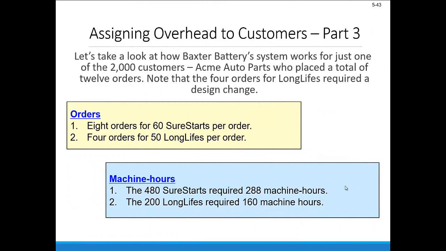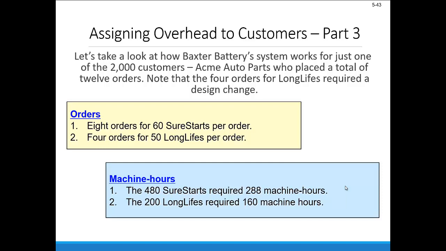Now let's say Baxter, instead of trying to determine potential profitability at a product level, wanted to do it at a customer level. They wanted to see, well, what types of customers are really most profitable for us? Which ones should we continue trying to serve and focus on and drum up additional business in that area? And which ones might we consider cutting loose or shifting focus on?